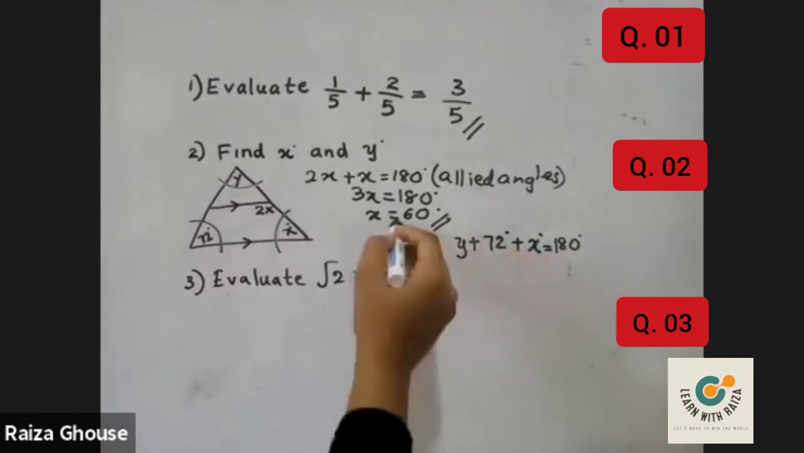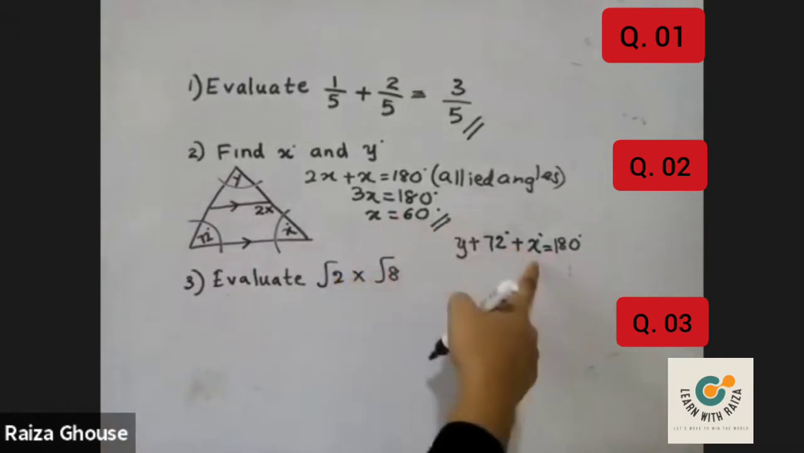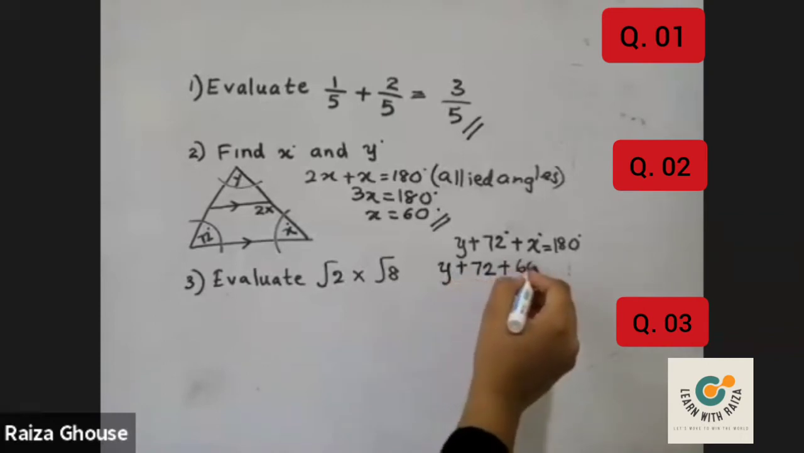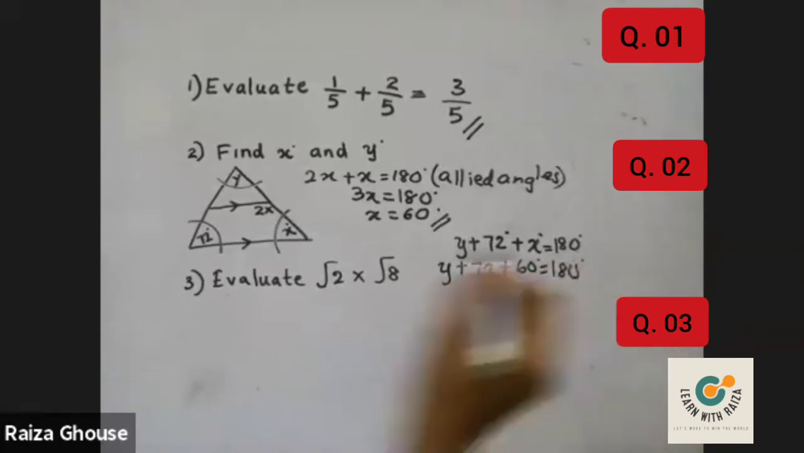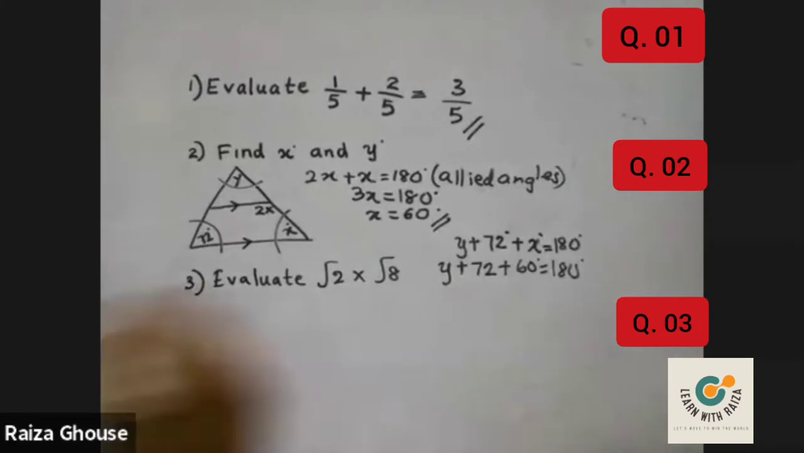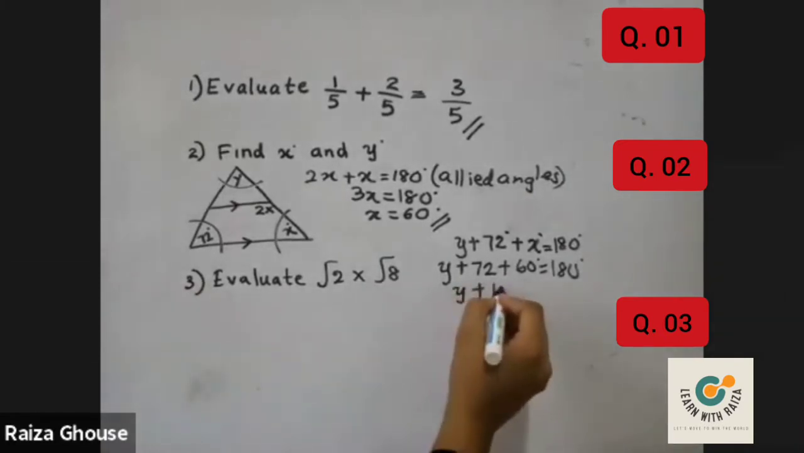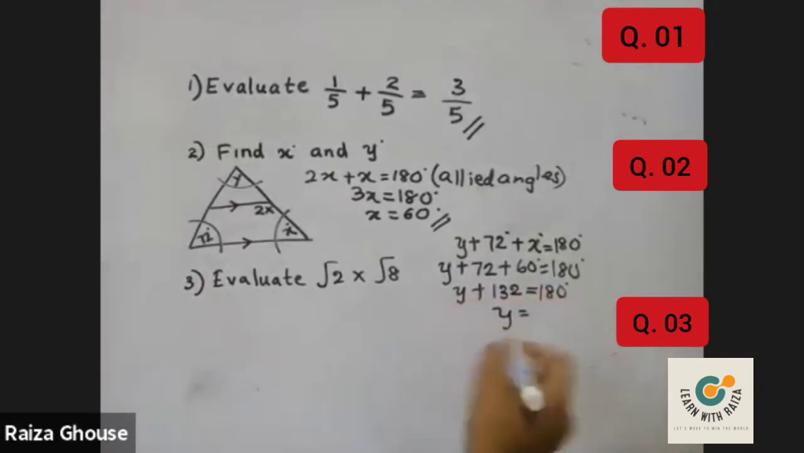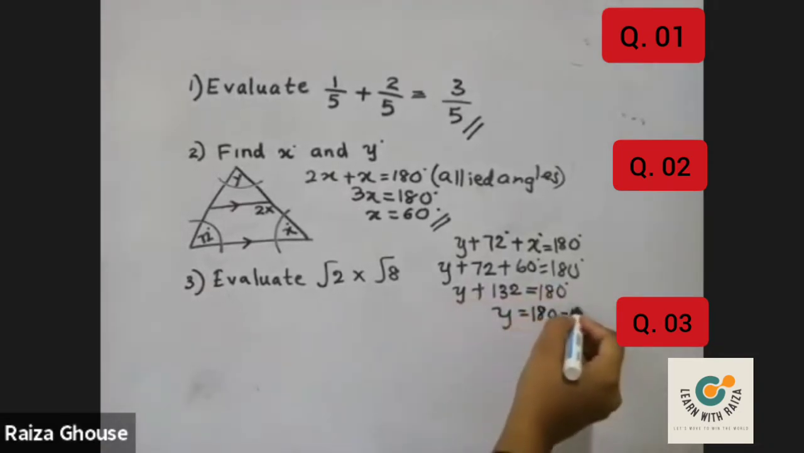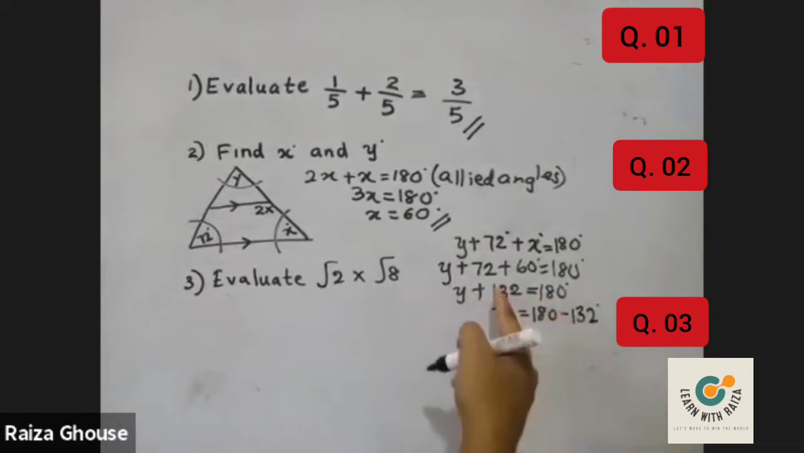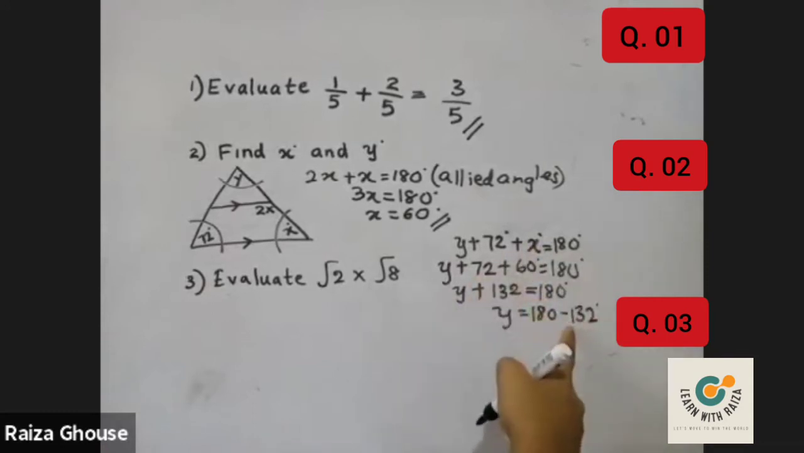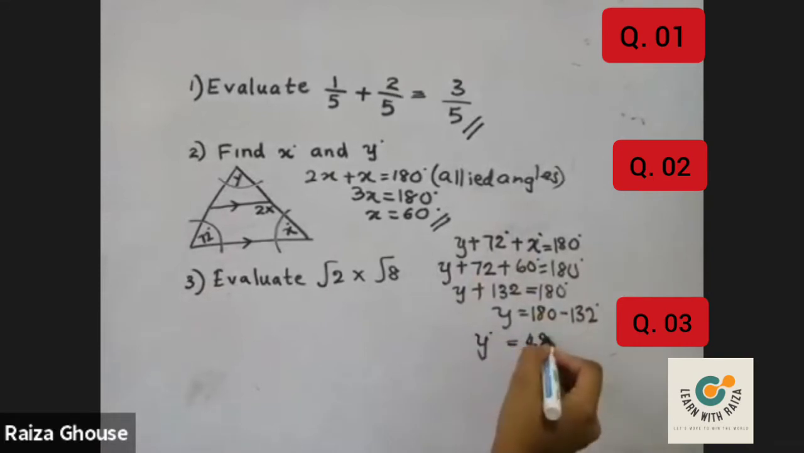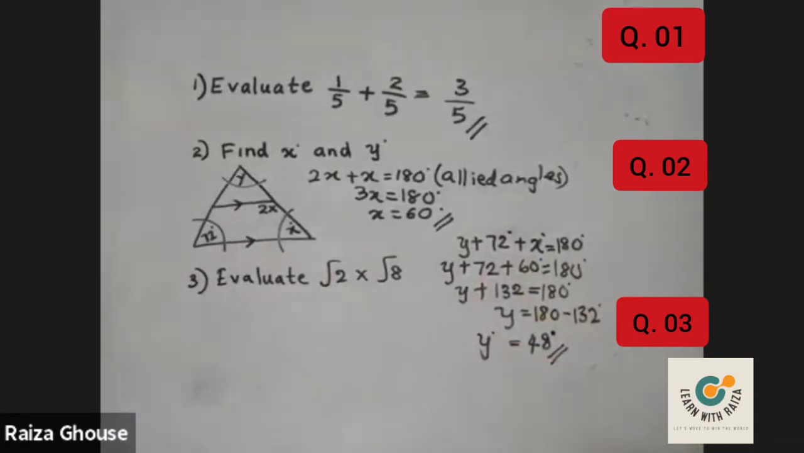Now we found the x value, so we can substitute it here. When I substitute this, I get 60 degrees here. And the sum of 72 and 60 degrees, you are getting 132. So I can write y plus 132 equal to 180, and y is equal to 180 minus 132. When this positive value comes to this side, it becomes negative. And finally, you are getting y degrees is equal to 48 degrees. So this is how you have to solve this question.